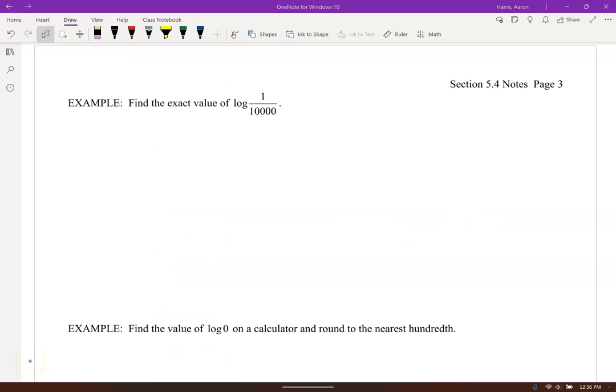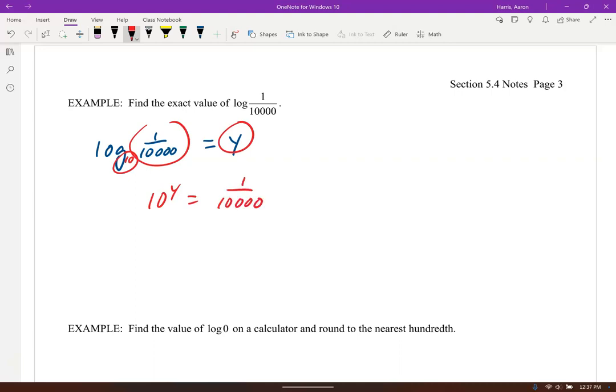All right, let's do another one here. We've got log of 1/10,000. We're trying to find the exact value, doing this by hand. So again, we're going to set it equal to something. Let's set it equal to y. And if you notice, there's no base here. Like I said, if there's no base, that's base 10. So you can write that little 10 in there. How we're going to solve this is we're going to put it in exponential form. We're going to go 10 to the y equals 1 over 10,000.